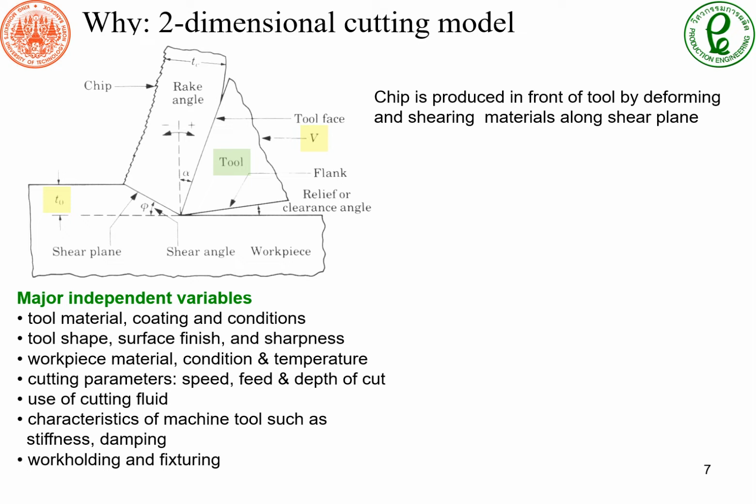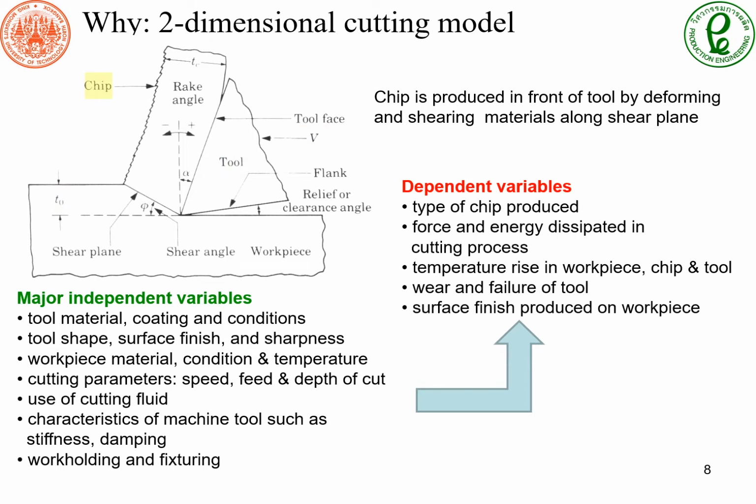As engineers, we are trying to control a lot of things. First of all, we can control the cutting tool itself. We can also control the work material. We can control the cutting parameters, where we have cutting speed, feed, and depth of cut. We can also decide whether to apply cutting fluid, and we can design what kinds of machine tools we want to use, and also the kind of work holding devices or fixturing to lock up the workpiece.